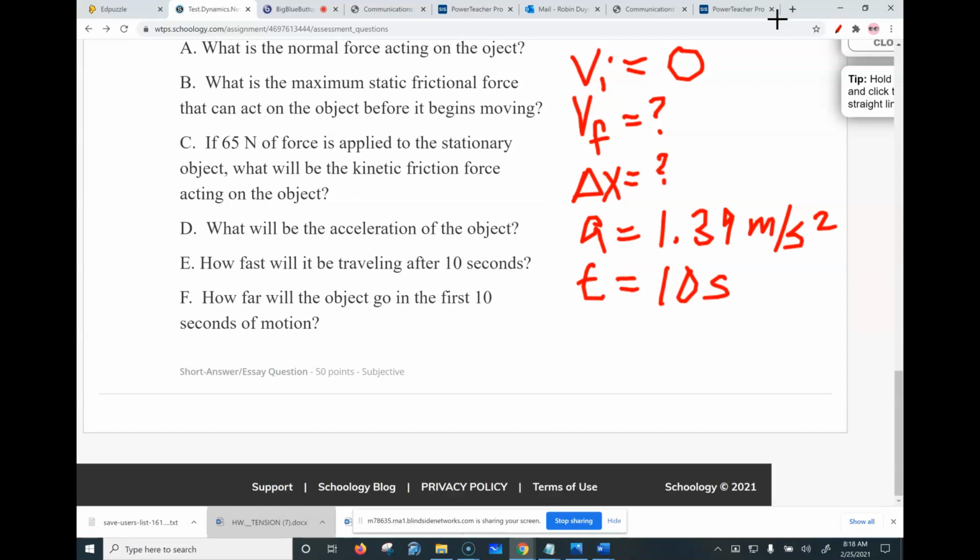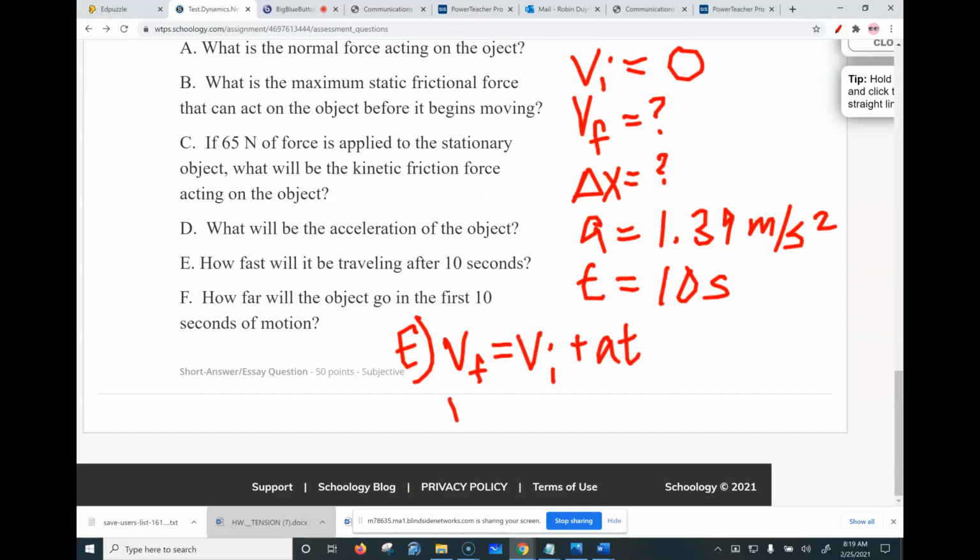Here's where you lose points often, by not writing the equation that you chose without any numbers in it. I need to know that you chose the right one. So even if you can do it in your head, that's not the physics. Like, that's just math. I need to know that you can do the physics. So for part E, it would look like this. I would write vf equals vi plus at.